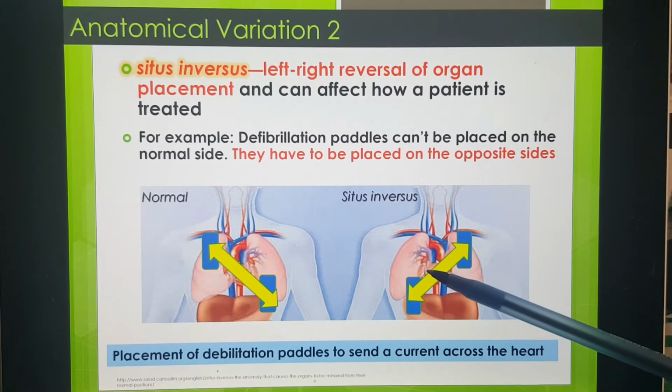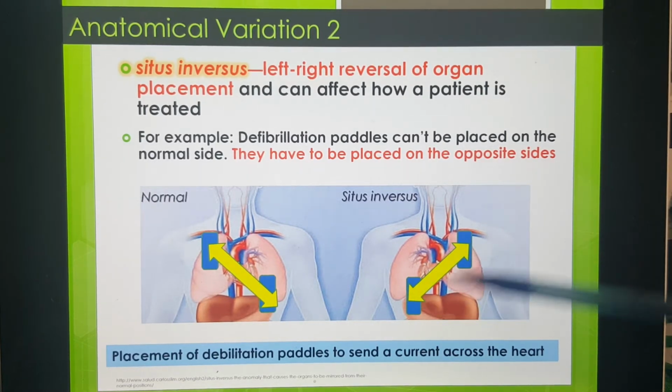So, for example, if you're getting defibrillation paddles placed on you, they would have a switched position so that you make sure you're going across the heart muscle so you can stimulate it to contract. That's another reason you want to know where your patient's organs are. People with situs inversus usually wear a medical alert bracelet so that even if they pass out and an EMT is helping them, the bracelet will tell them that the organs are on the different sides.